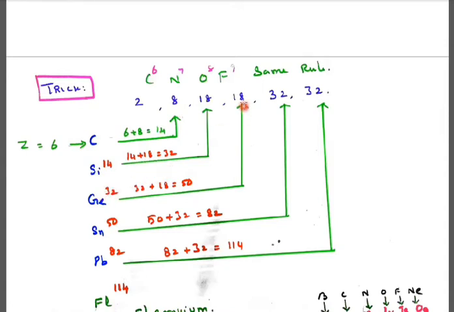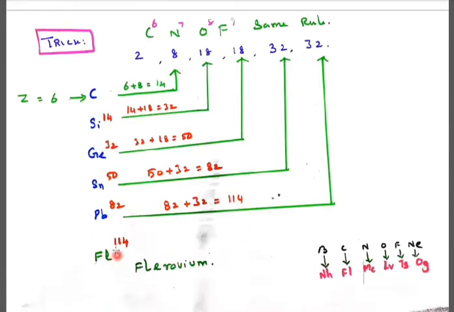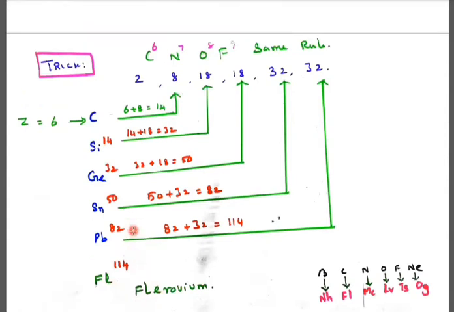Next, with 32 add 18, we get 50, the atomic number of tin. To this 50, add 32, and we get 82, the atomic number of lead. And to this 82, again add 32, so you get 114. So 114 comes under the carbon family. It is called flerovium.